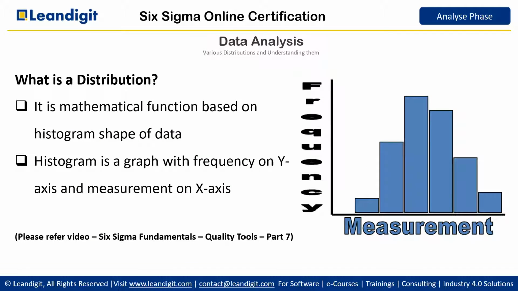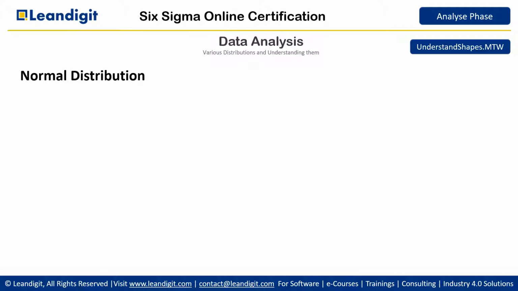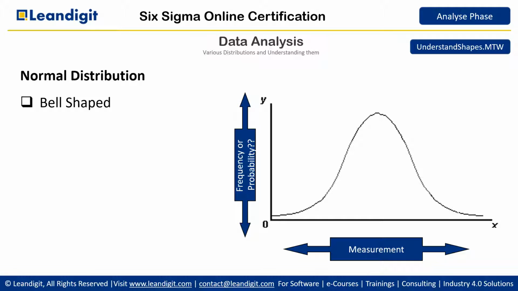A distribution is a mathematical function based on the histogram shape of data. A histogram is a graph of frequency versus measurement, which we studied in detail in our video Six Sigma Fundamentals Quality Tools Part 7. We will discuss normal distribution. Normal distribution is basically a bell-shaped curve, and therefore it is also popularly known as the bell curve.